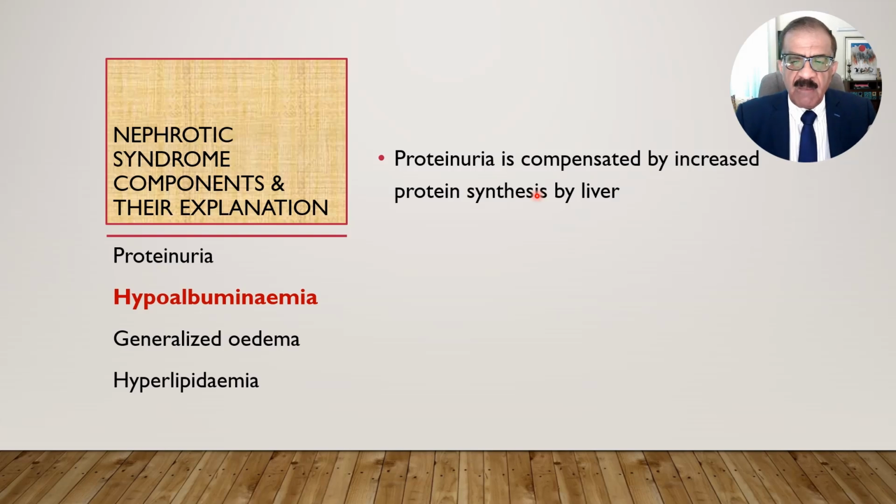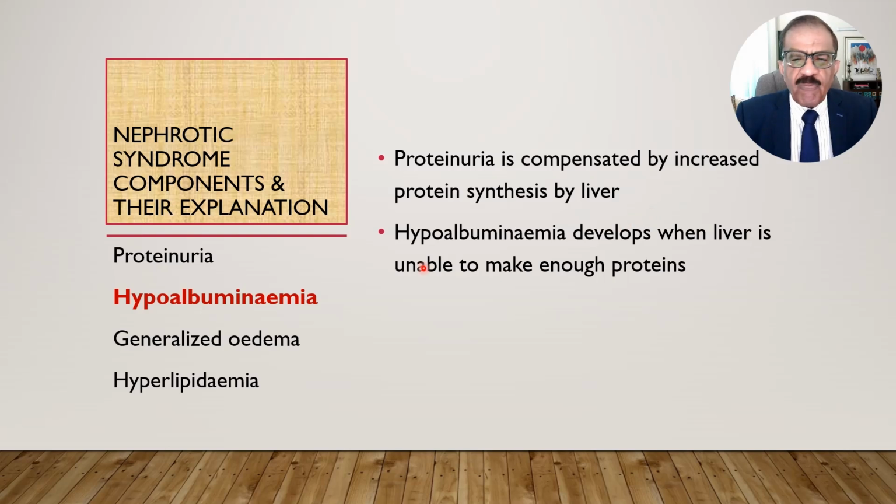Of course, there may be a situation in the initial part where there is albuminuria, but liver has not yet started producing more albumin, but soon liver will take up this challenge and will produce more albumin. But of course, liver has a certain secretory capacity. Now, if the protein loss per day exceeds the synthetic capacity of the liver, it would result in hypoalbuminemia.